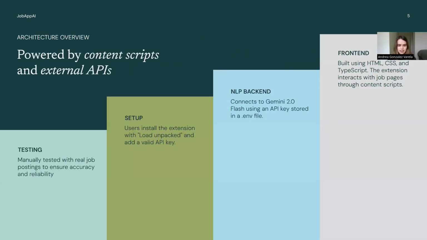The extension is a lightweight front-end build with HTML, CSS, and TypeScript. Content scripts interact with the job page, then pass the scraped data back to the front end, which calls the Gemini 2.0 Flash API for language tasks. Users load the unpacked extension, provide their API key, and immediately test on live postings. We validated results manually with real listings from Workday to ensure accuracy.